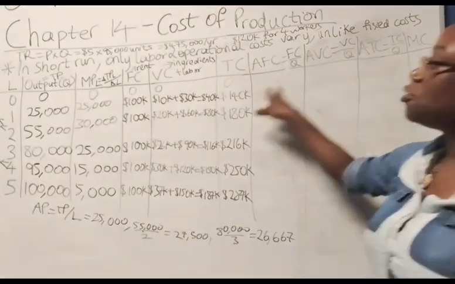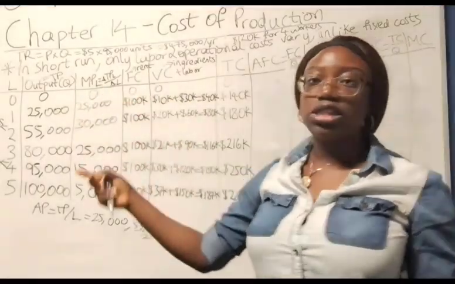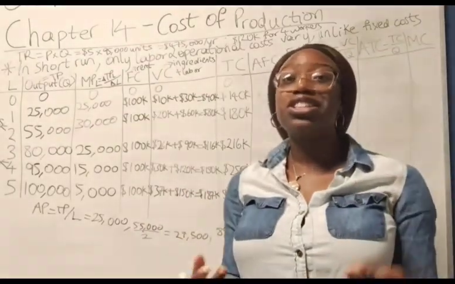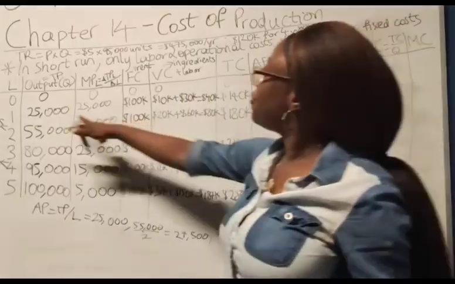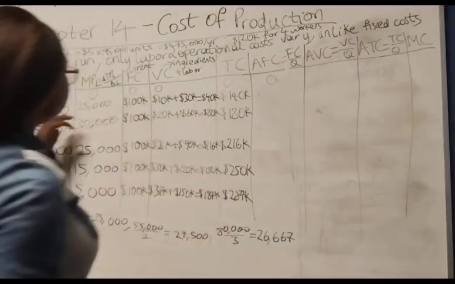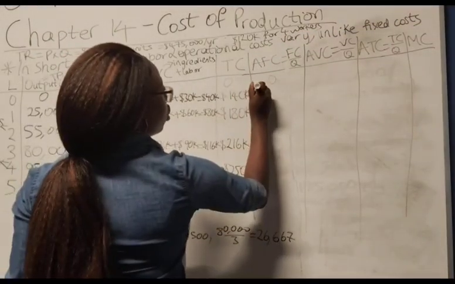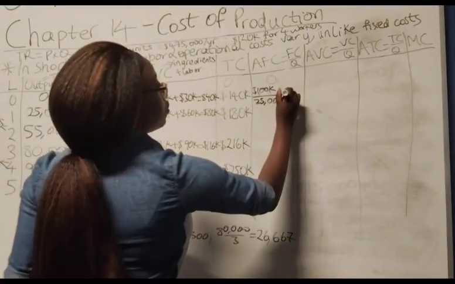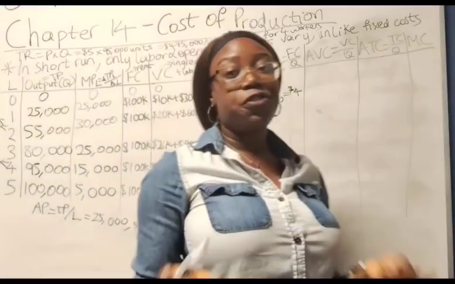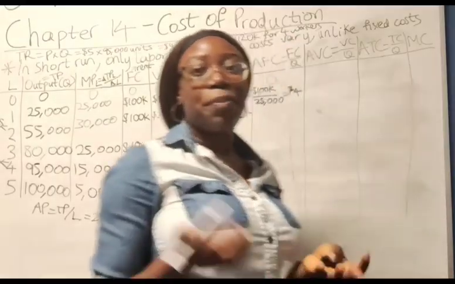And now your average fixed cost is going to be your fixed cost divided by your quantity. So average fixed cost is like on average, how much is your fixed cost per worker? At 0 production, you have 0 average fixed cost. At 25,000 burgers that are produced, you have a fixed cost of 100K. So 100K divided by 25,000. That is going to give you an average of $4. So basically on average, $4 is spent on fixed cost per burger produced.